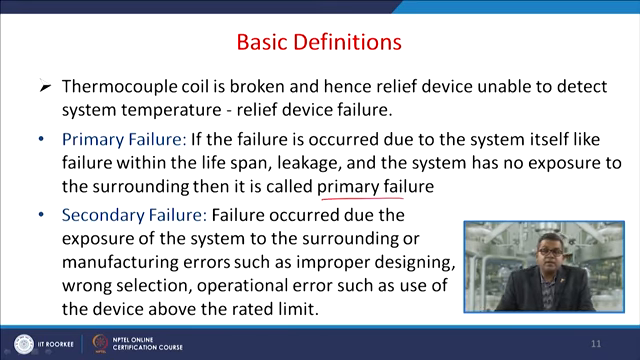Now the secondary failure is the failure that occurred due to the exposure of the system to the surroundings or manufacturing errors, such as improper design, which may lead to such kind of failure, or wrong selection, either in terms of raw material or in terms of process conditions, like with respect to pressure and temperature. Sometimes there may be certain operational errors, such as the use of a device above the rated limit, etc. So these are termed as the secondary failure.